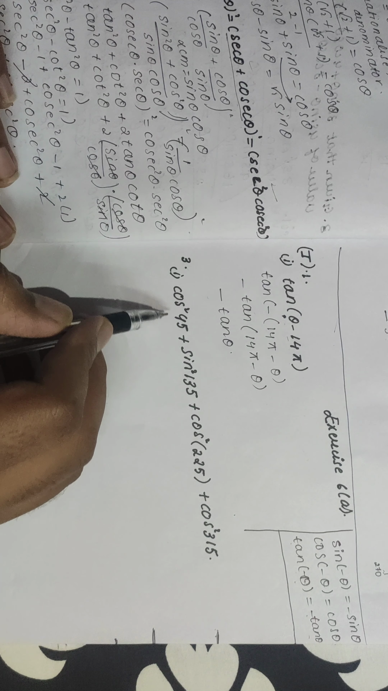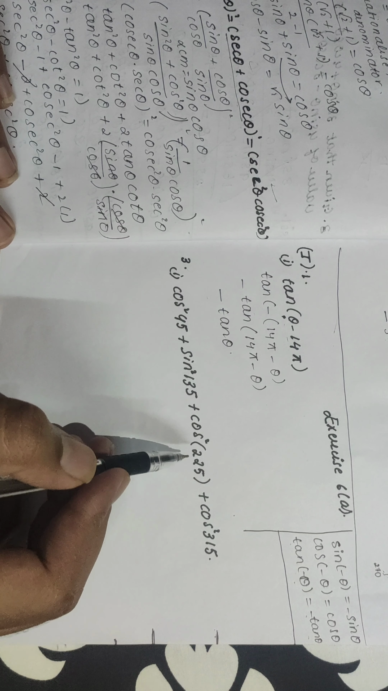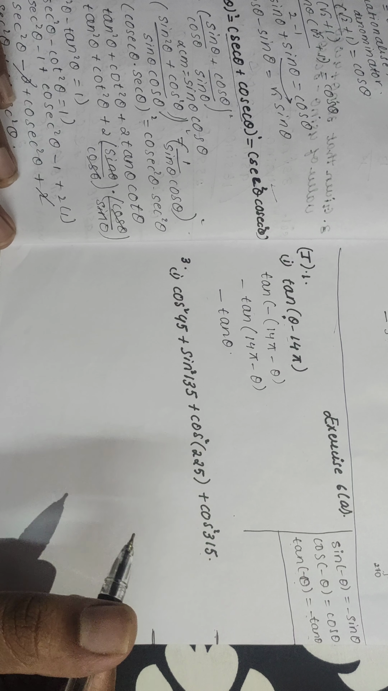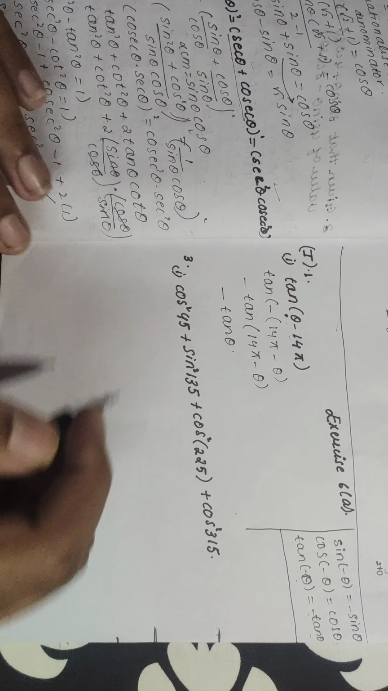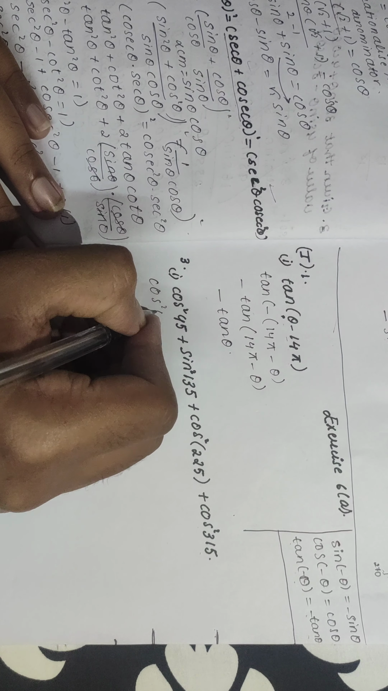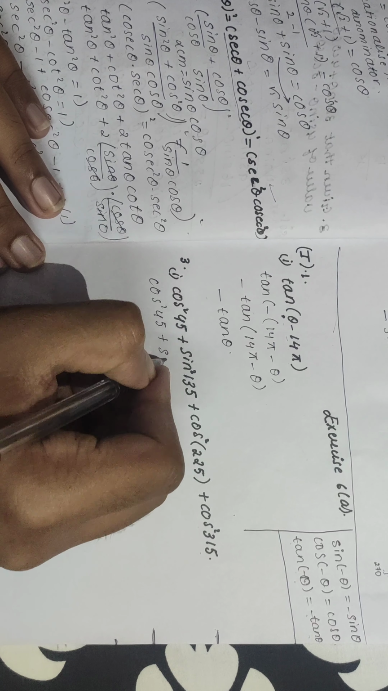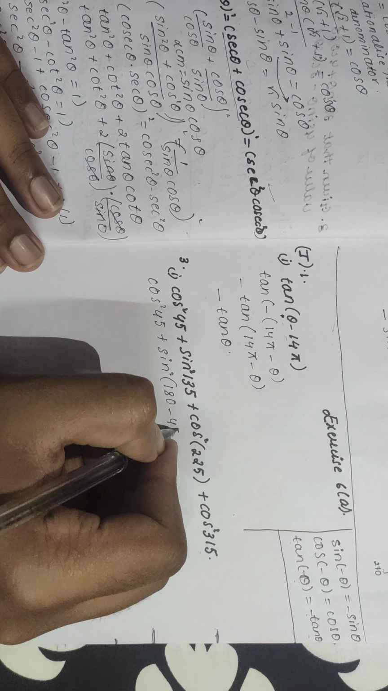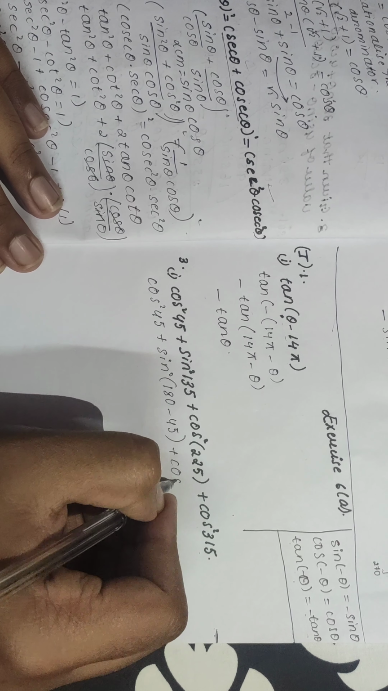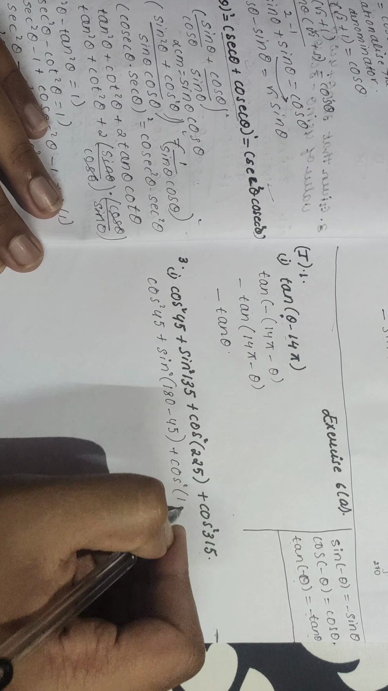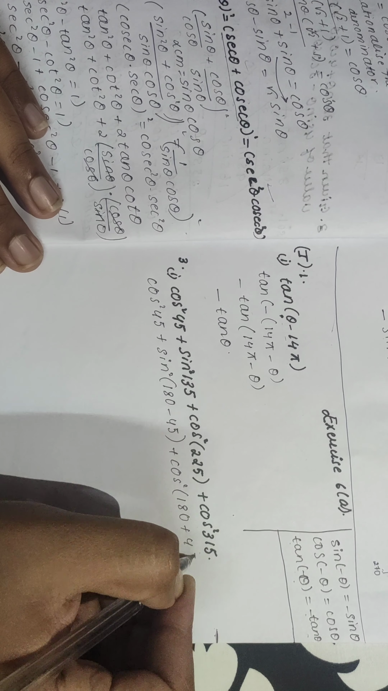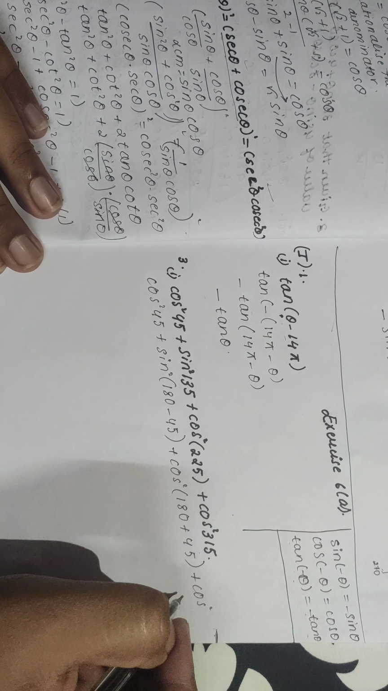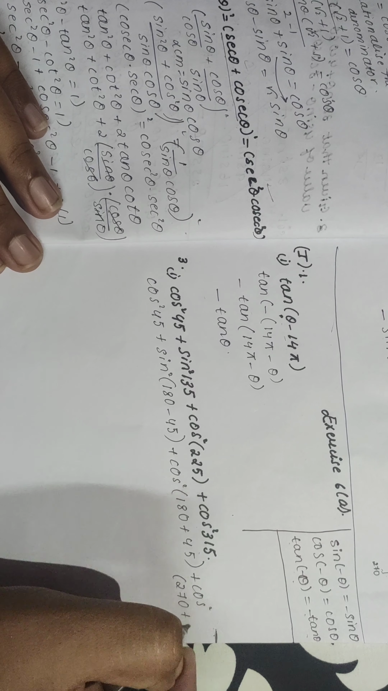It is given that cos square 45 plus sin square 135 plus cos square 225 plus cos square 315 and asked to find the value of this. So let's convert this into the simplest form. So sin square 135 can be written as 180 minus 45 and cos square 225 can be written as 180 plus 45 and cos square 315 can be written as 270 plus 45.